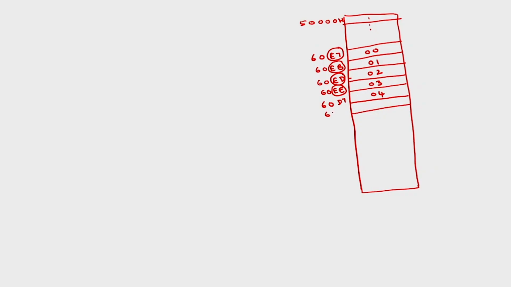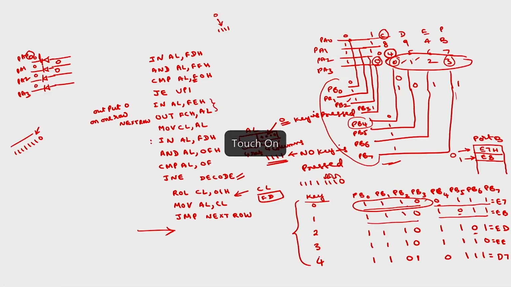Similarly 6 0, this will be the code corresponding to 5. We can obtain this in a similar manner. This will be the code corresponding to 6, and so on up to the code corresponding to F, 0F. Totally we have 16 locations. To read this value into AL, at the end of this program AL will contain the code corresponding to these 4 rows and 4 columns. This entire code will be contained in AL at the end of this program.